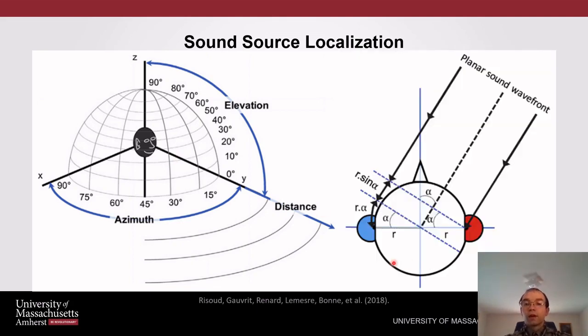If you look at the figure on the right, you can see the blue and red ears. If we think of each of those ears as microphones, and we see that a sound wave is arriving at them, we see that sound reaches each microphone at a different time. Using those differences in time, plus these three axes, we can figure out where sound comes from.